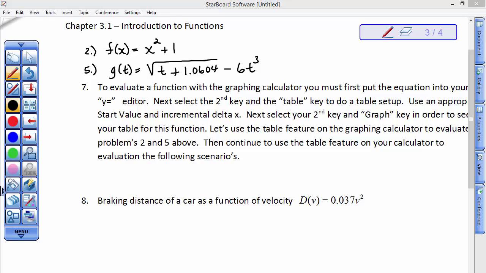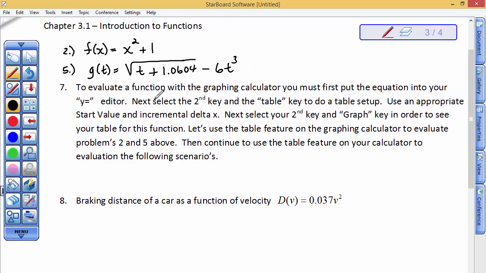Okay, now a little bit more fun begins if you ask me. I'd like to share with you how valuable the graphing calculator is in terms of evaluating functions. So on your worksheet, you see this statement on about the third page, and it says to evaluate a function with the graphing calculator, you must first put the equation into your y equals editor. Next, select the second key and the table key to do a table setup.